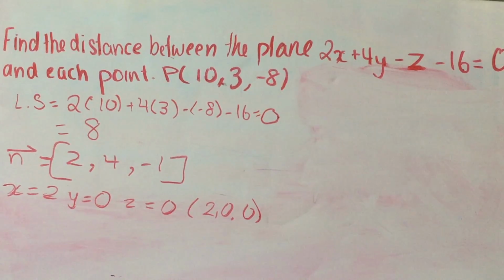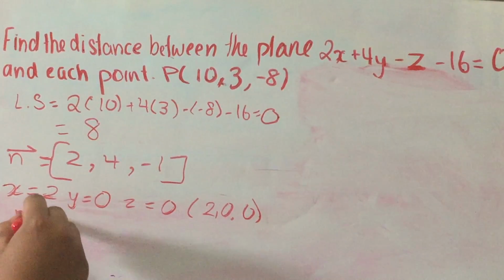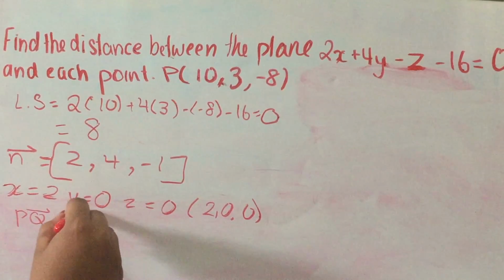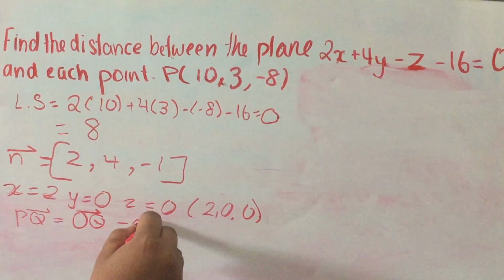And now that we have a point that lies on the plane, we would have to find the projection of PQ onto the normal vector, which will give us the distance required. So we know what OQ is, we know what OP is, but we don't know what PQ. But we can solve for what PQ is. So PQ is equal to OQ minus OP.